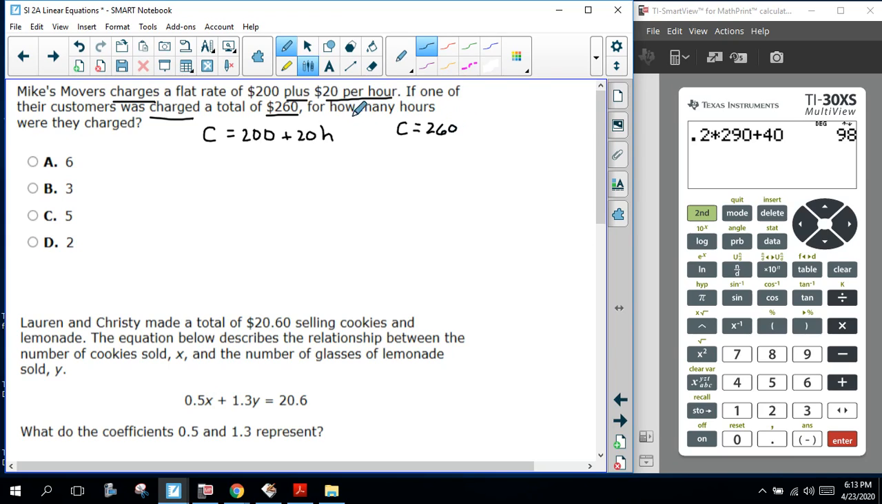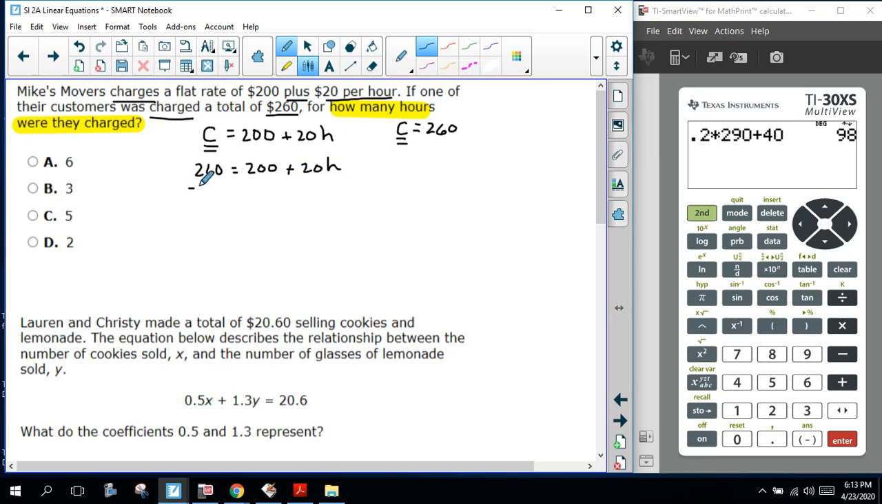How many hours? So here's the question, what we're trying to answer. How many hours were they charged? Okay, so basically, how long did it take Mike to do this job? Well, here's the deal. We know that C is 260, and I can simply take that value and plug it in here for C and solve. So I've got 260 is equal to 200 plus 20h.